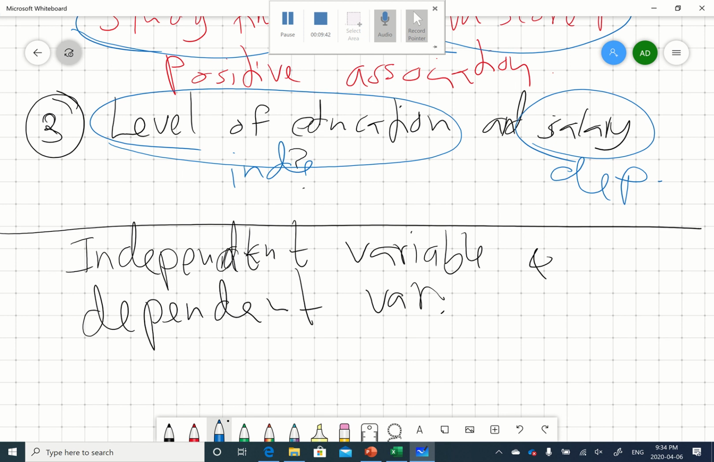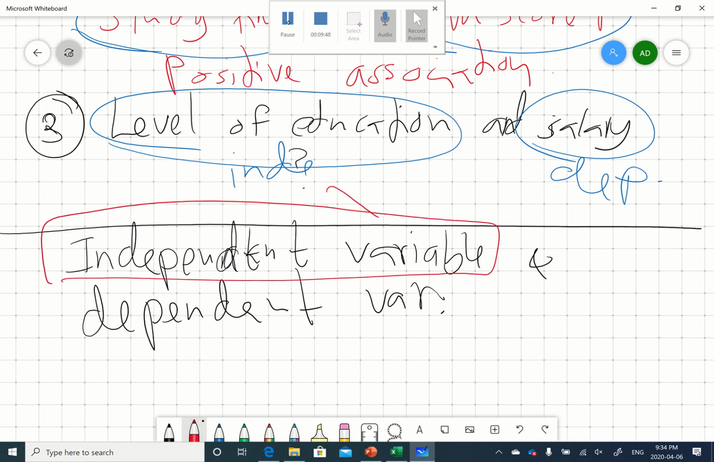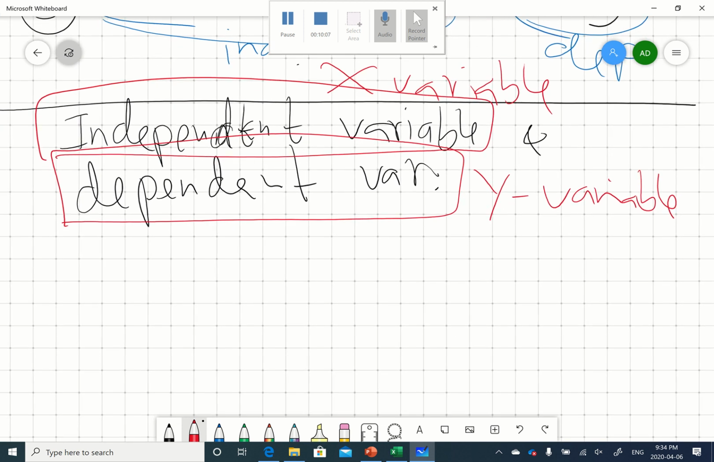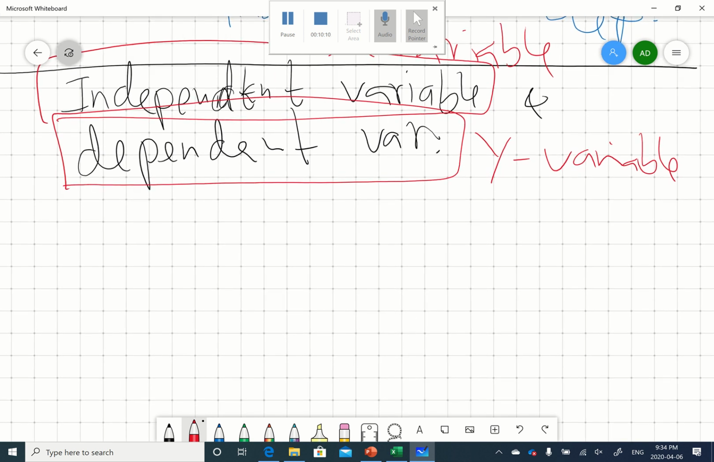So independent variable is often referred to as the x variable, x-axis, and the dependent variable is referred to as the y variable. Okay, so we need this basic knowledge when we actually apply regression and correlation. Right. So we do have actually 3 methods to numerically capture the association between variables.